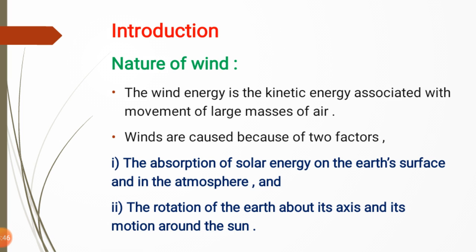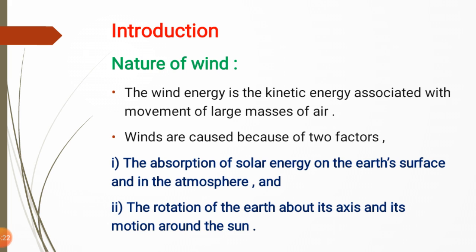These two factors are responsible for the creation of wind. First is the absorption of solar energy on the earth's surface and in the atmosphere. The sun emits radiation in all directions, and the earth's surface absorbs the maximum amount of solar radiation. Due to this absorption there is an increase in temperature, that is, heating of the earth's atmosphere as well as its surface.